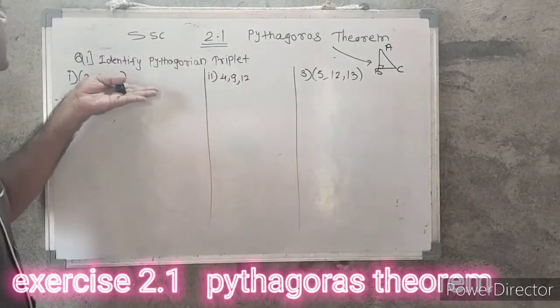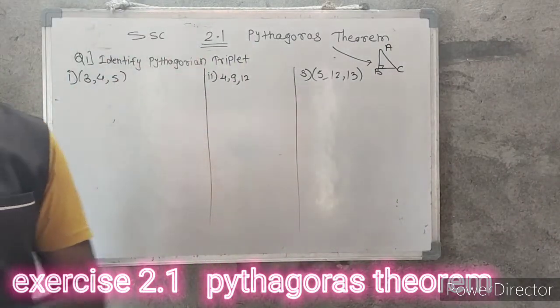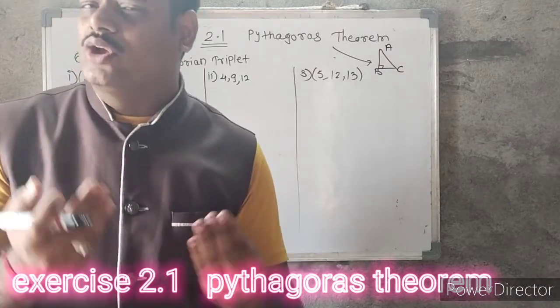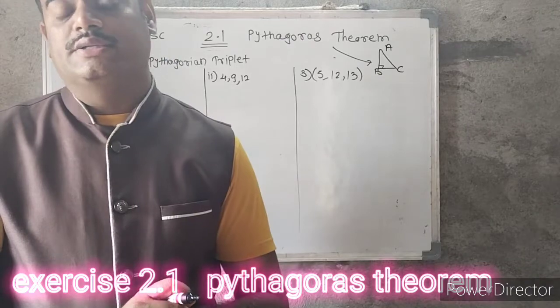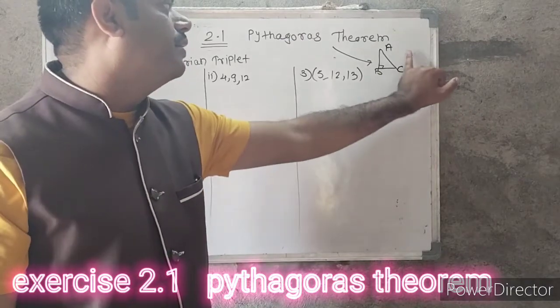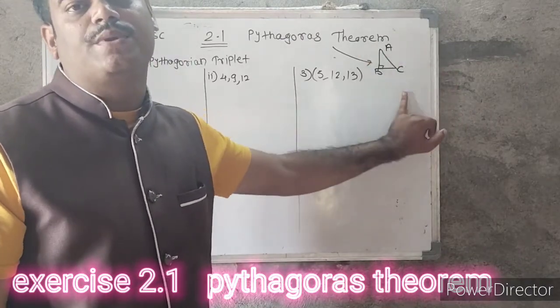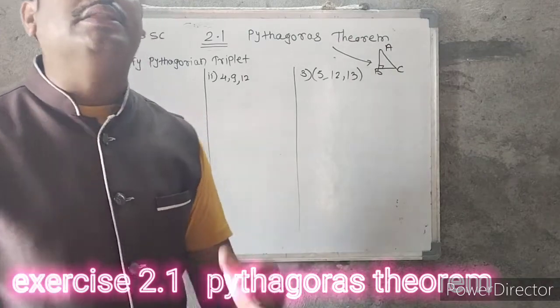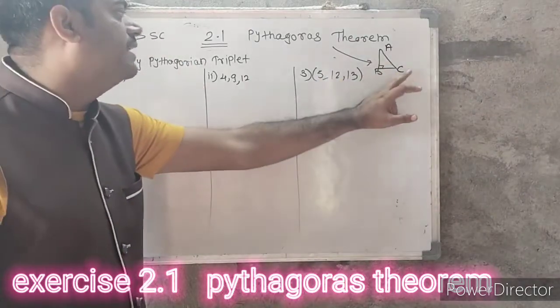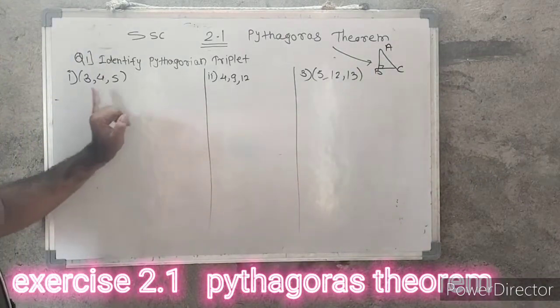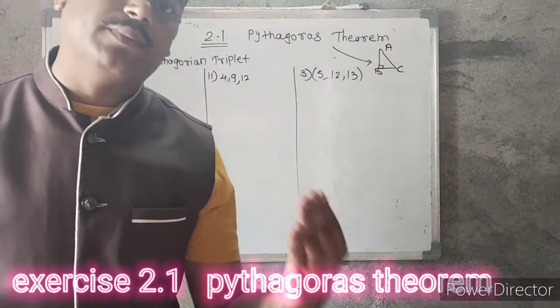Now the question is to identify the Pythagorean triplet. Pythagorean triplet means what? If three numbers satisfy this condition, AC square is equal to AB square plus BC square, then they are known as a Pythagorean triplet. That means largest side square. For example, let's see whether 3, 4, 5 is a Pythagorean triplet or not.